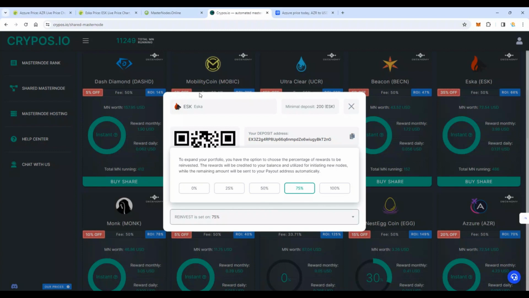Okay, so here you can choose if you want to recompound the earnings. Maybe you want to recompound for a whole year. Now, let me just put it on DND.